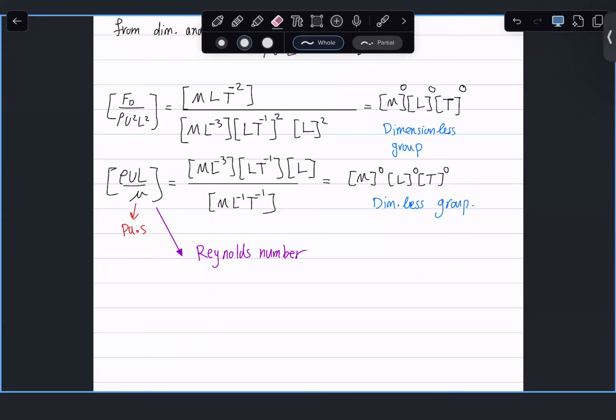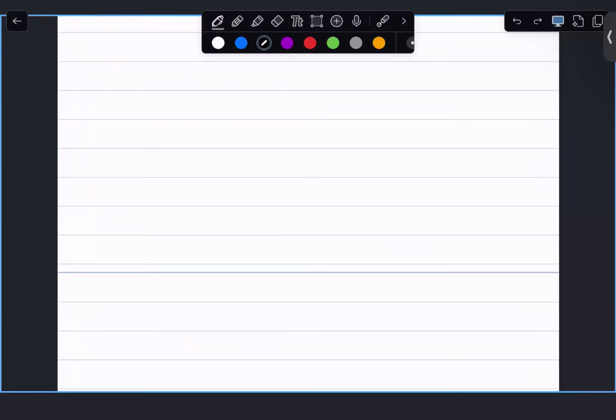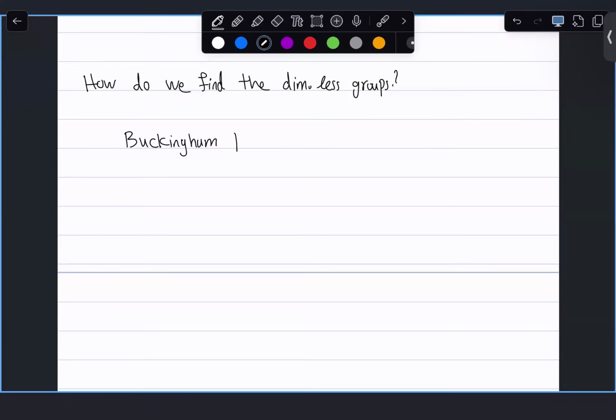Okay, so let's start with this. This is the important part of this class. How do we find the dimensionless groups or variables? And the answer is something called the Buckingham pi theorem. Again, this theorem is just a bunch of steps that you follow and it will give you all the dimensionless variables.